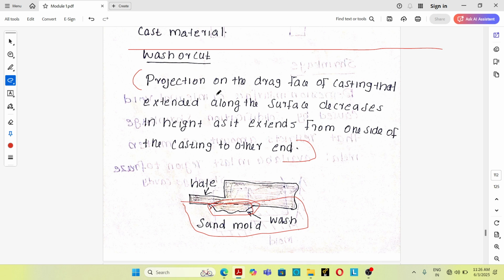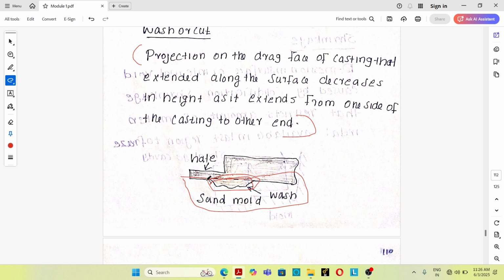So wash or cut is defined as a projection on the drag face of the casting that extends along the surface and decreases in height as it extends from one side of the casting to the other edge. So you can see that this is a wash or cut that will be seen on the drag face of the casting.